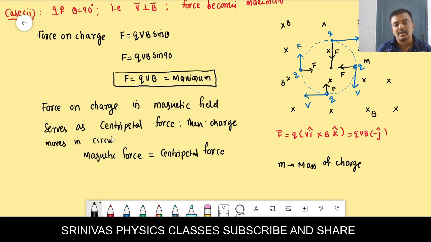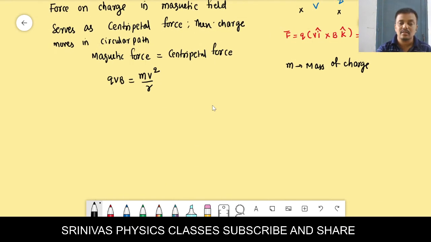Then let us find out the radius of that circular path. Magnetic force formula is what? Force on charge is qvB, and that acts as centripetal force. Centripetal force formula you learned in the 9th class and in the 11th class also. That is mv square by r, right? The magnetic force that we derived acts as centripetal force. r is the radius of the circle, m is the mass and v is the speed or velocity of charge.